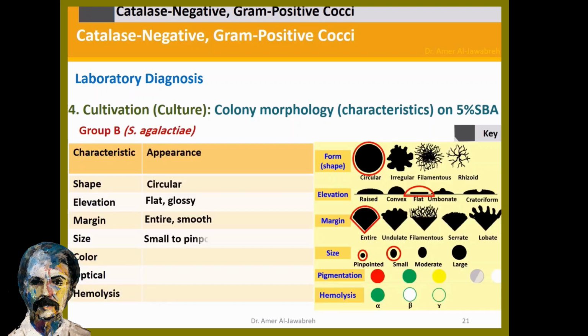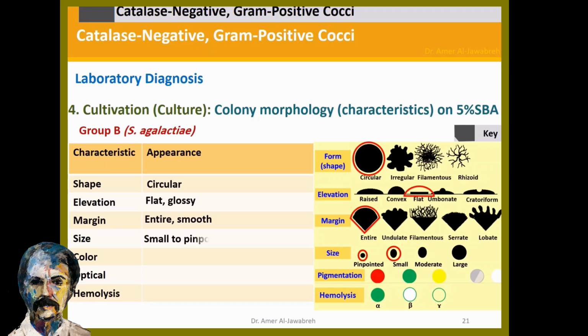Agalactiae, circular, flat. See, flat. This is one of the rarest. Flat, group B, not convex like a dome. So it's flat and glossy. Margin entire and smooth like this.